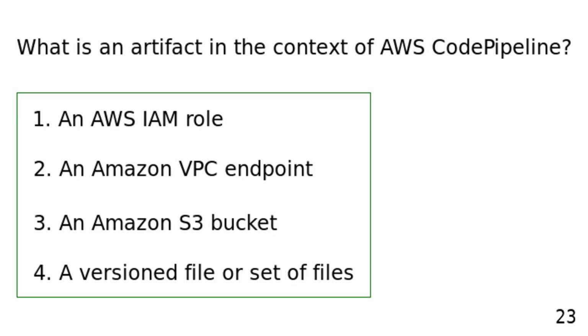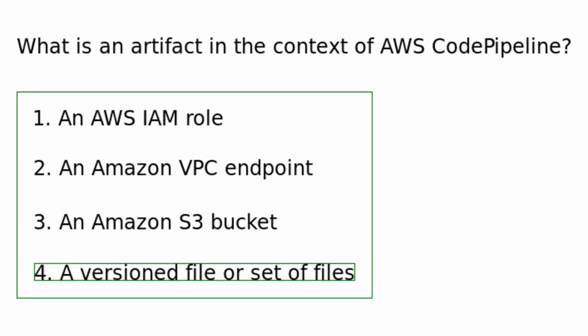What is an artifact in the context of AWS CodePipeline? An AWS IAM role. An Amazon VPC endpoint. An Amazon S3 bucket. A version file or set of files. An artifact in AWS CodePipeline refers to a version file or set of files produced by a pipeline's actions, such as build outputs or deployment packages.